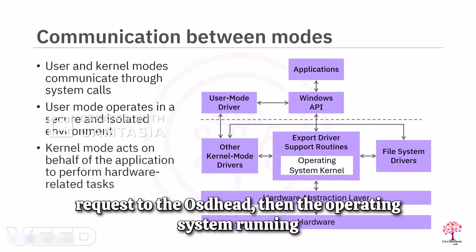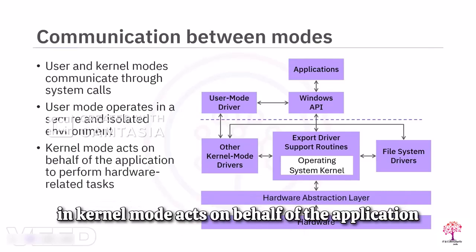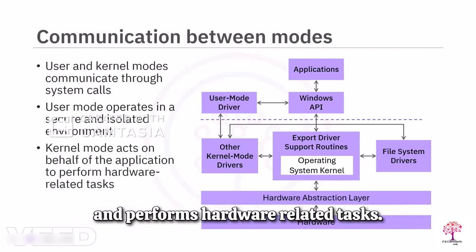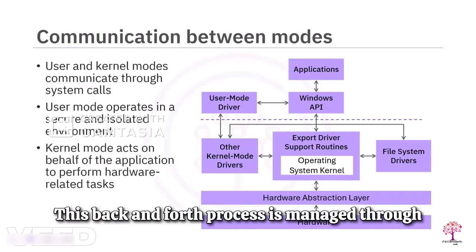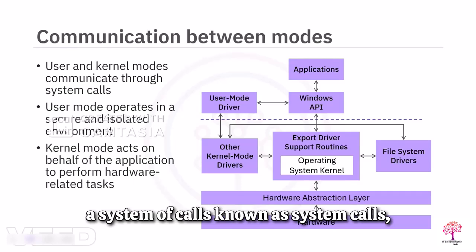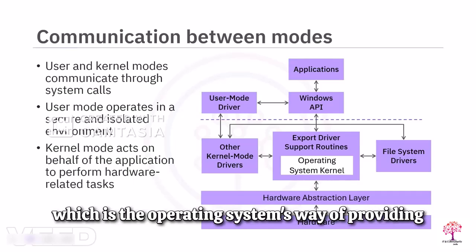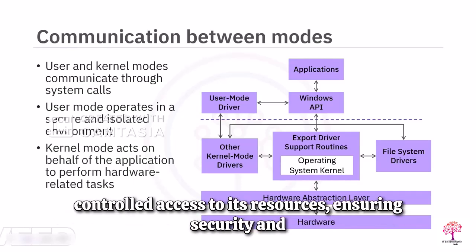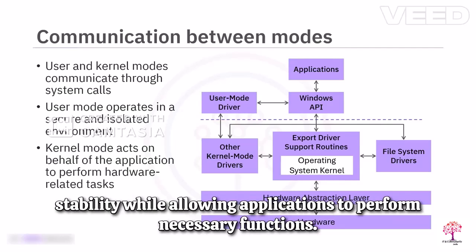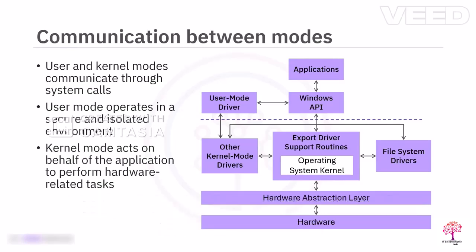Then, the operating system running in kernel mode acts on behalf of the application and performs hardware-related tasks. This back-and-forth process is managed through a system of calls known as system calls, which is the operating system's way of providing controlled access to its resources, ensuring security and stability while allowing applications to perform necessary functions.